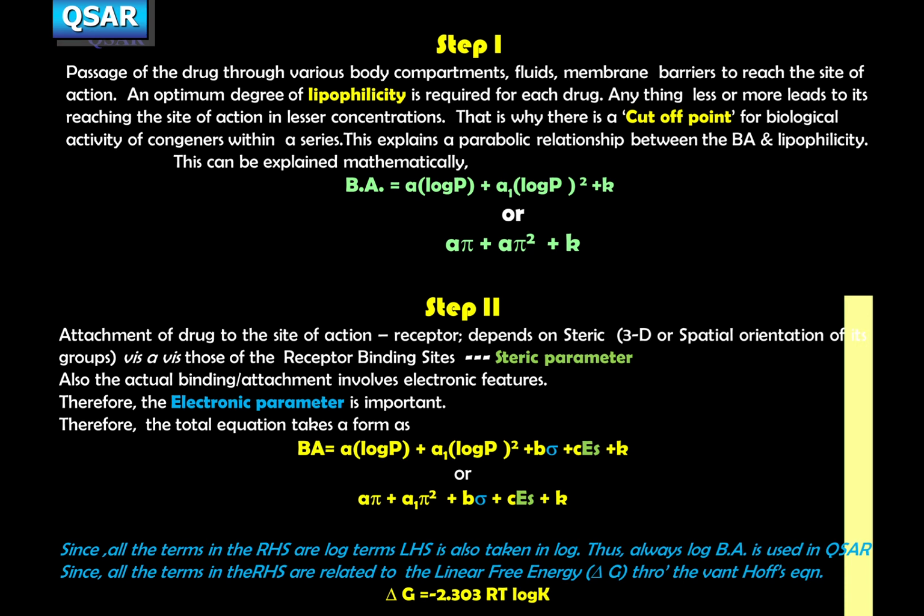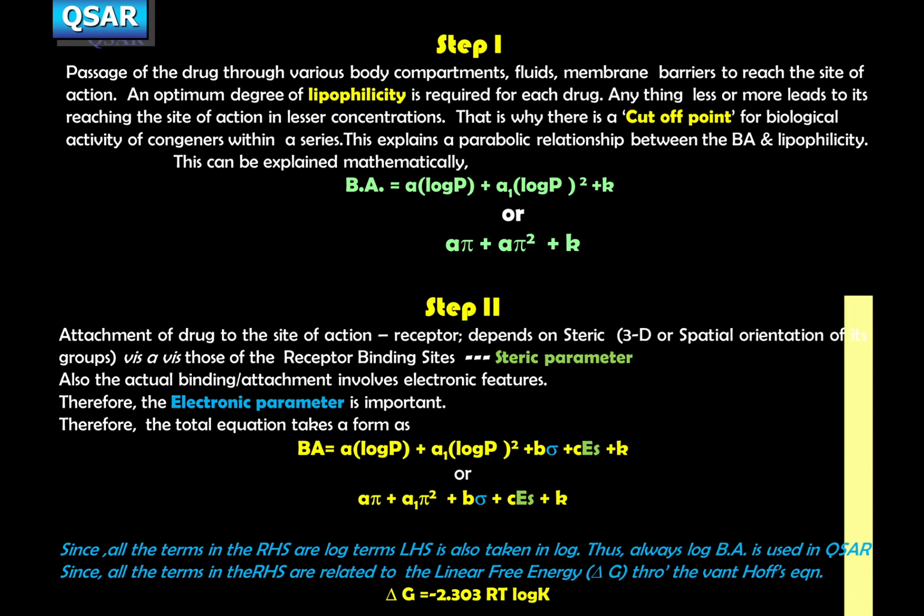As we said, the drug after administration has to enter the bloodstream and reach the site of action, and this is by virtue of its optimal lipophilic or hydrophilic properties. Therefore, the biological activity is a function of the appropriate expression of this lipophilic or hydrophilic property, which can be expressed by log P or pi, which is the Hansch lipophilicity constant.